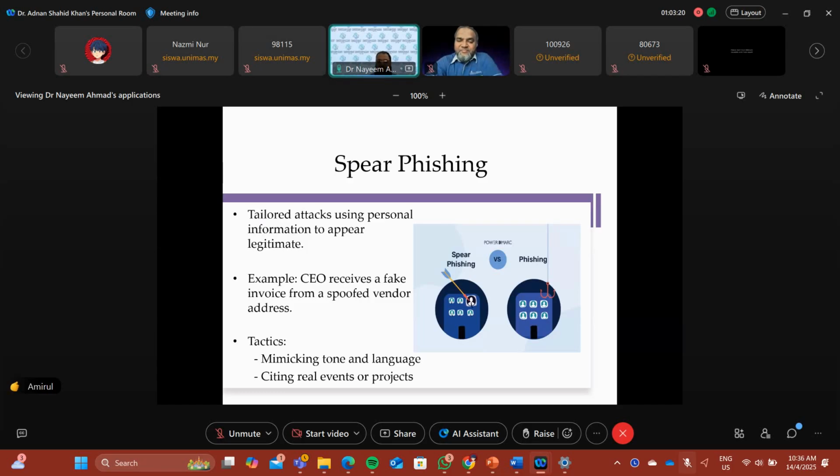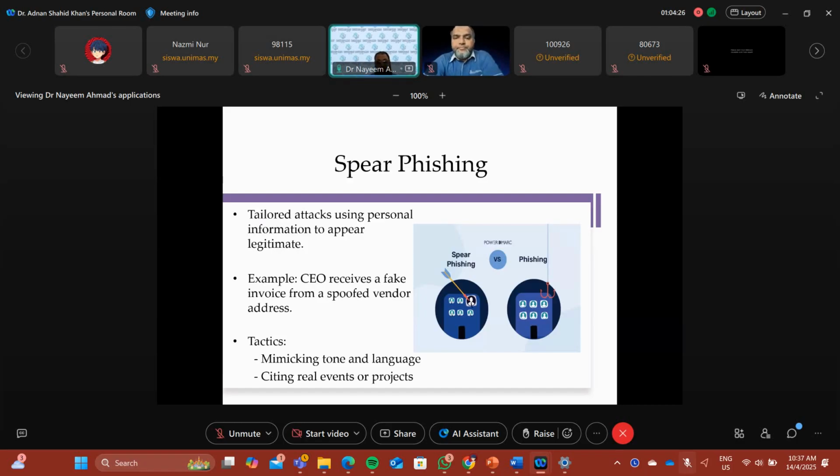Then we have another type of phishing attack, which is called spear phishing. Compared to a normal phishing attack, in spear phishing we target a particular person. This type of phishing is tailored, attacks personal information, and appears legitimate. For example, a CEO receives a fake invoice from a spoofed vendor address, and the tactics include mimicking tone and language and using deepfakes, using AI to create videos and audios that look like the person. Citing real events or projects is very important. Normal phishing casts a wide net of fraudulent emails appearing to be from a trusted source, whereas spear phishing is more dangerous. It is customized for specific victims using personal data.